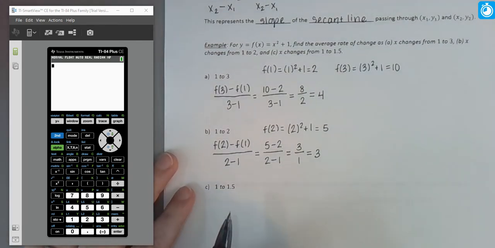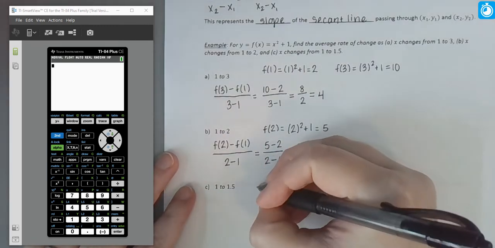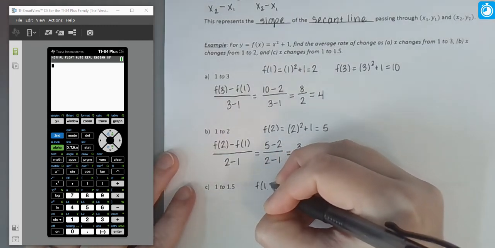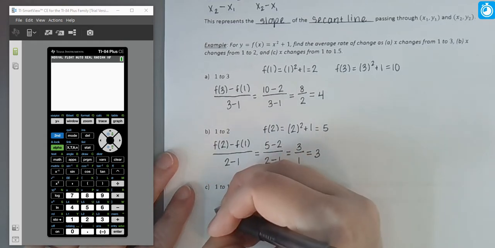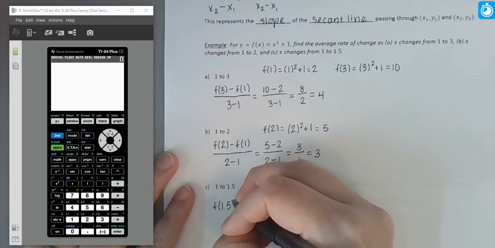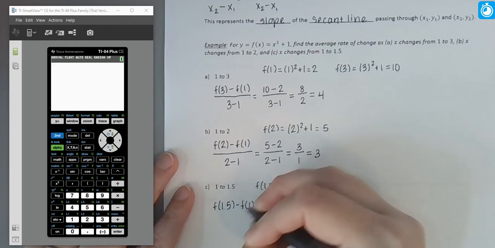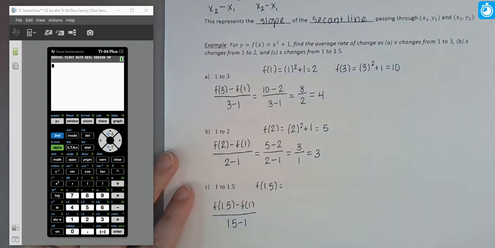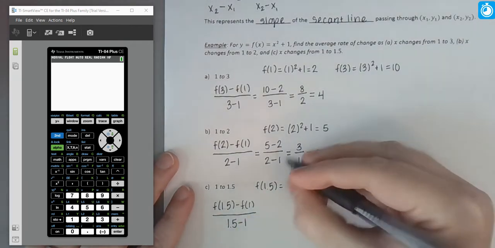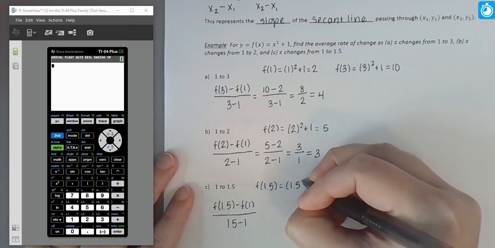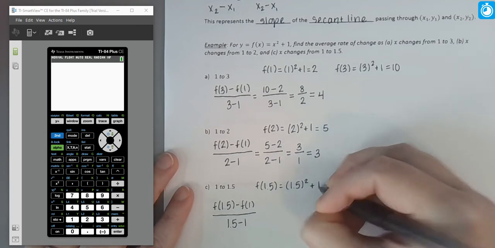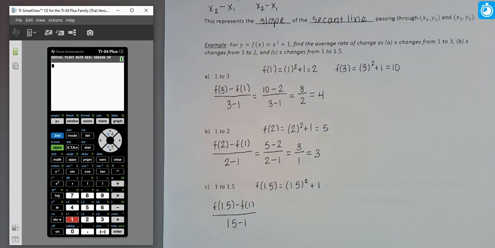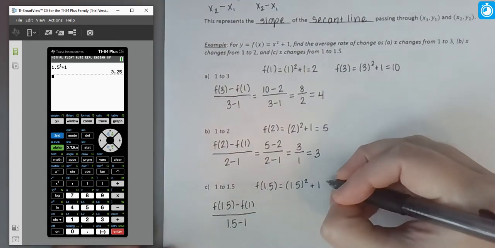So traveling from 1 to 1.5, so an even shorter distance. So now we need f of 1.5, because again our formula is going to be f of 1.5 minus f of 1 divided by 1.5 minus 1. So f of 1.5 is defined as 1.5 squared plus 1, and let's just verify that in the calculator. So 1.5 squared, and then we add 1 to that. That's going to give us 3.25.